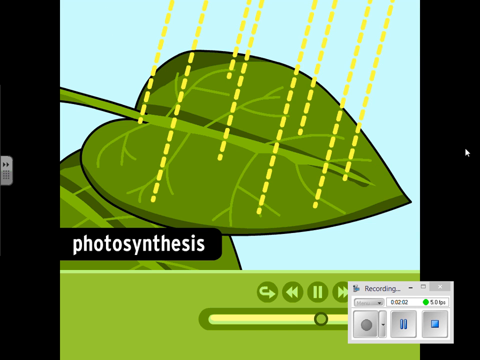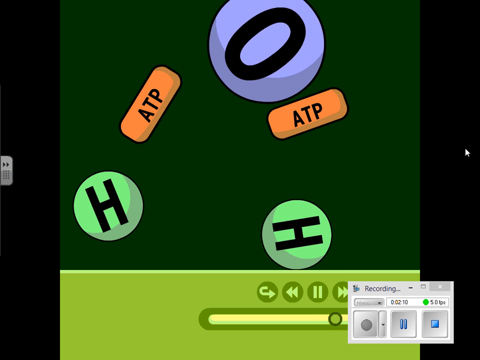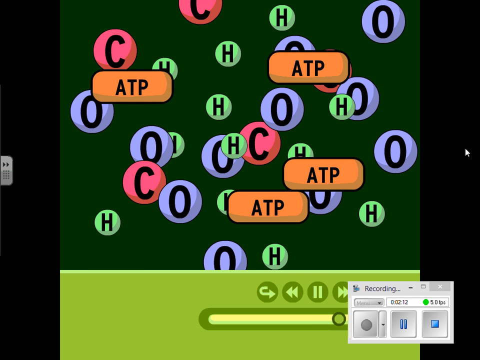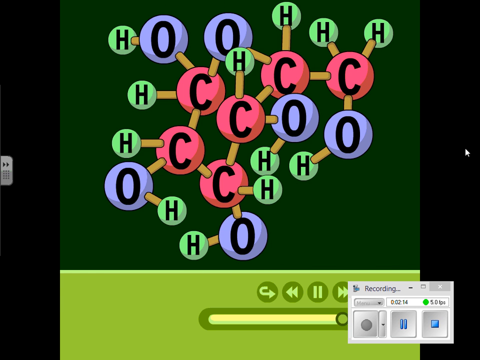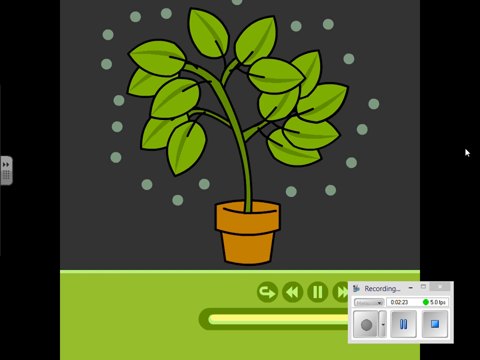In photosynthesis, chlorophyll traps energy from sunlight, storing it as chemical energy. This process splits water molecules into hydrogen and oxygen atoms. The chemical energy is used to create glucose from the hydrogen and carbon dioxide. The glucose dissolves into extra water molecules and gives the plant plenty of food for growth. The leaves release oxygen as a waste product.